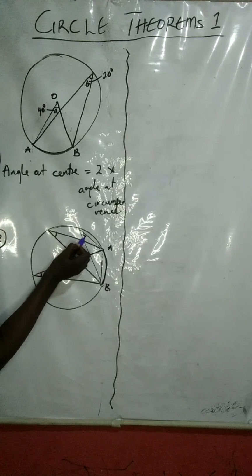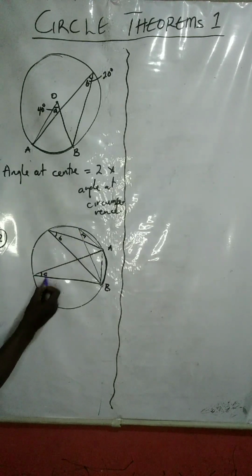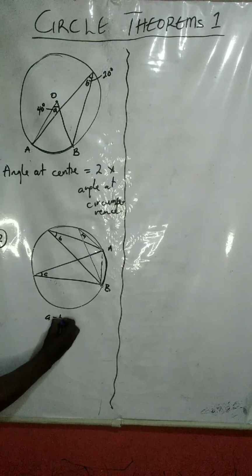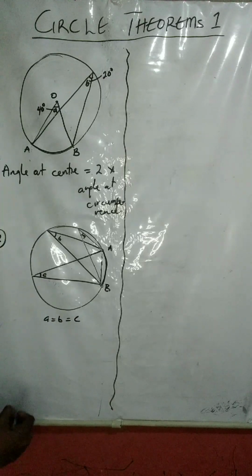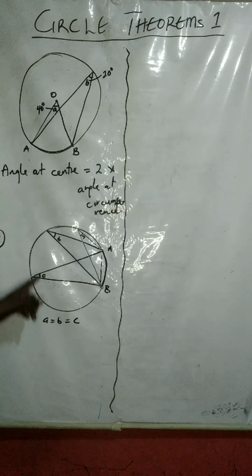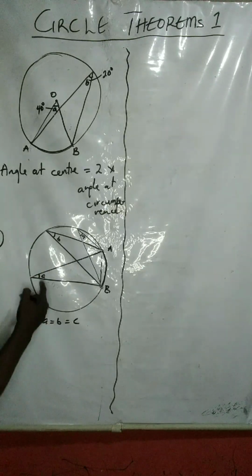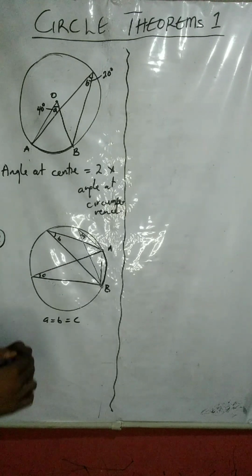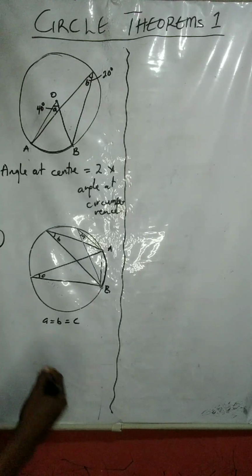These three angles A, B, C are equal. So A equals B equals C. Whatever A is, that is what B is, and that is what C is. And whatever C is, that is what A is, and that is what B is. That is, angles in the same segment are equal.